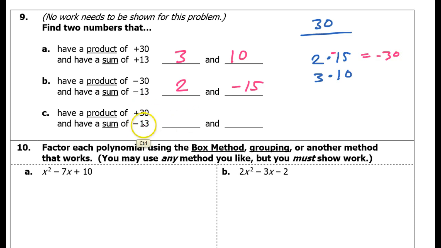But if I want a negative 13, and I use the 3 and the 10, I could get that by doing a negative 3 and a negative 10. Okay, that would make negative 13. But negative 3 times negative 10 is positive 30. A negative times negative is a positive, and that's what I want. So that's why I would use negative 3 and negative 10.